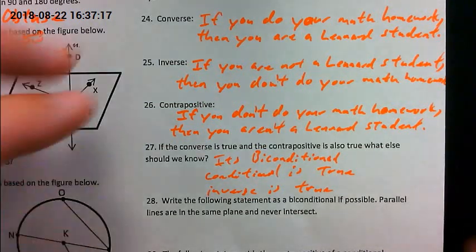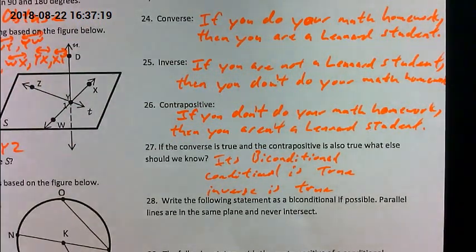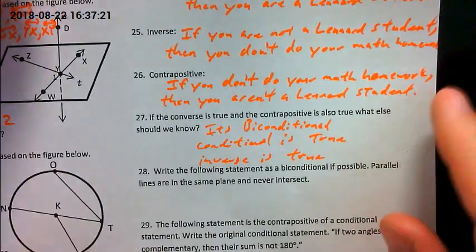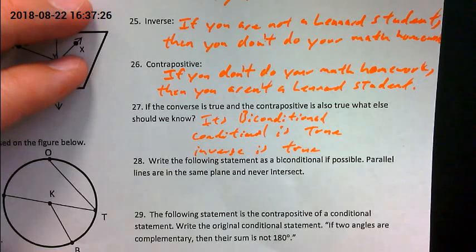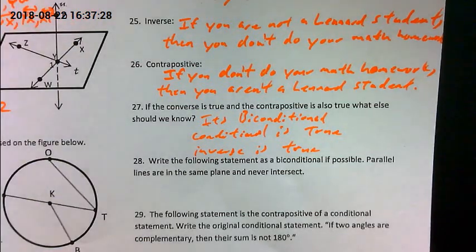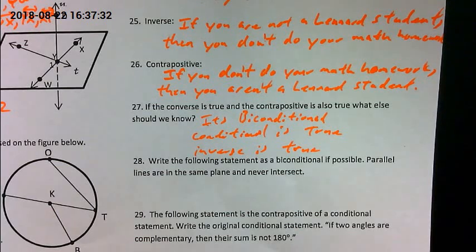Yeah, that's fine. Number 28. Write the following statement as a biconditional if possible. Parallel lines are in the same plane and never intersect. Now, why did it say if possible? Because it might not be possible. Sometimes it's not. All right, so if there was a chance that this is incorrect, or if it was false, then you couldn't do a biconditional.